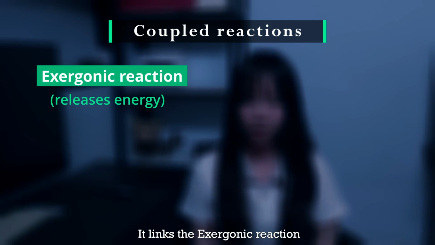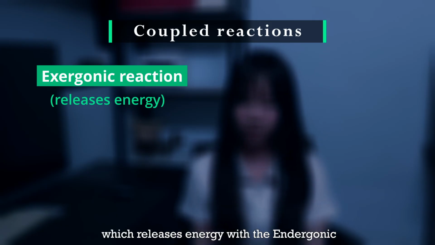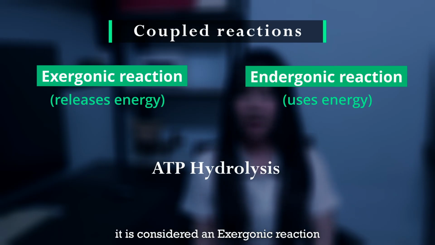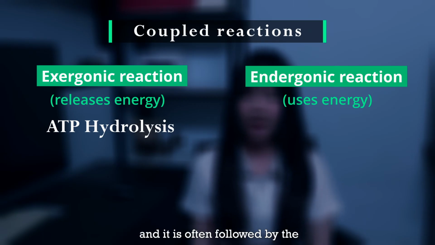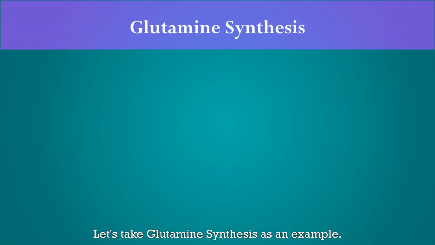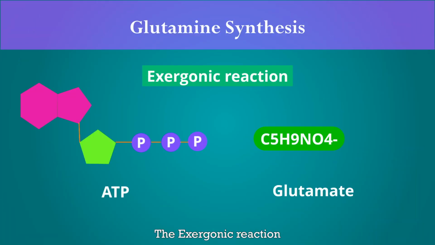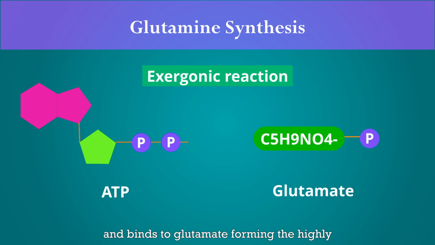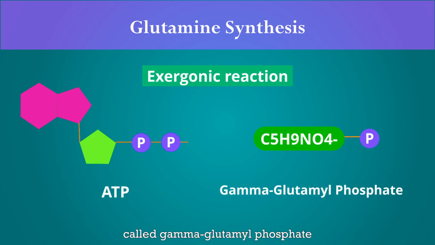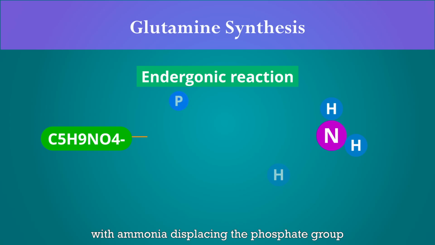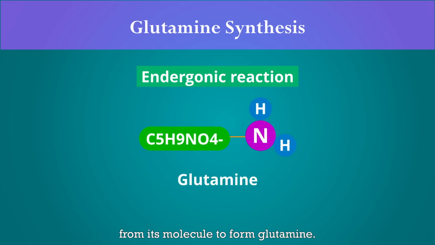It links the exergonic reaction, which releases energy, with the endergonic reaction, which uses energy. Since ATP hydrolysis releases energy, it is considered an exergonic reaction, and it is often followed by the endergonic reaction, which uses energy. Let's take glutamine synthesis as an example. The exergonic reaction is when the phosphate group is separated from ATP and binds to glutamate, forming the highly unstable and high-energy intermediate called gamma-glutamyl phosphate and ADP. The endergonic reaction is when gamma-glutamyl phosphate reacts with ammonia, displacing the phosphate group from its molecule to form glutamine.